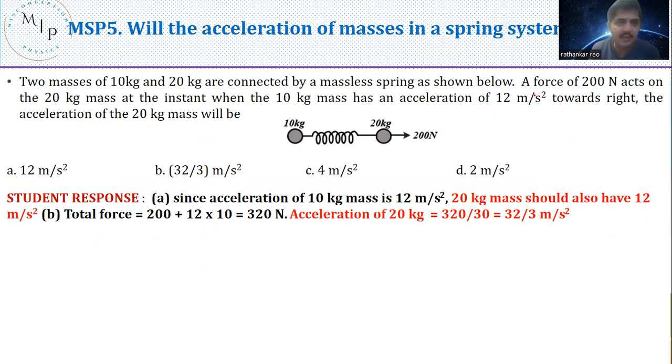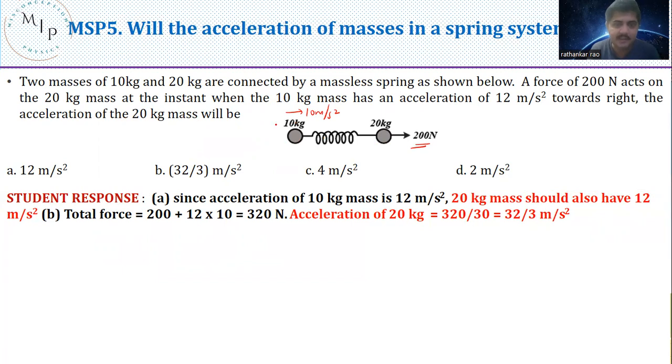A force of 200 Newton acts on the 20 kg mass. This is the force acting here. And then at the instant when the 10 kg mass has an acceleration of 12 meter per second square, towards the right, the acceleration of the 20 kg mass will be?